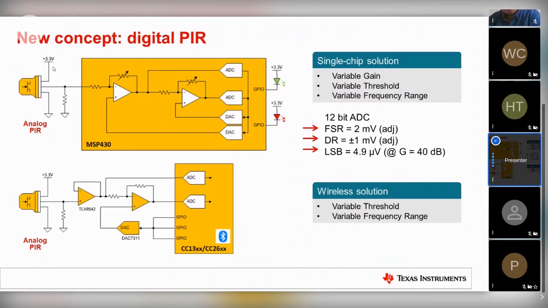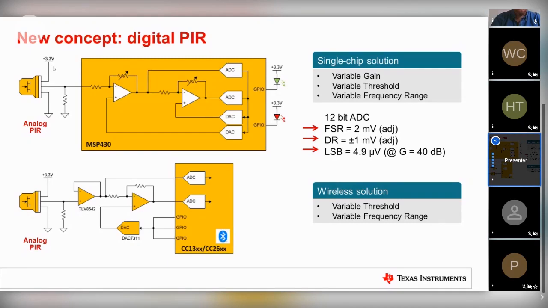What I would like to talk to you about today, which is very important, is a new concept. This is a flexible digital PIR sensor. And this sensor is done using a single chip, low power MSP430, where we are connecting an analog PIR sensor, as we know, with all pros and cons. Pros are very low power, cons are the signal is very small. We are connecting to the MSP430, and we are gaining that signal, and that signal is gained in real time.